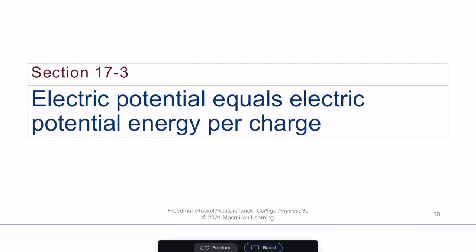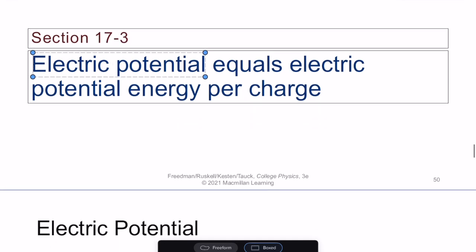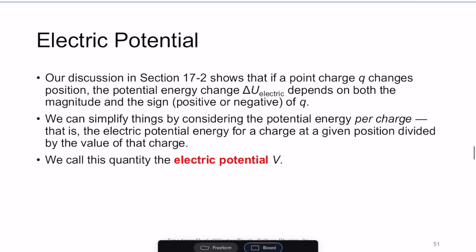In this lecture video, we will introduce a new quantity or concept called electric potential. An electric potential is simply the electric potential energy per unit charge. What we saw in the last lecture was that if a point charge Q moves around in the vicinity of another charge, there is a potential energy change, delta U, which depended on both the magnitude and sign of Q.